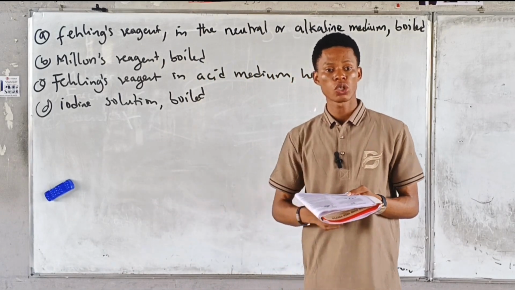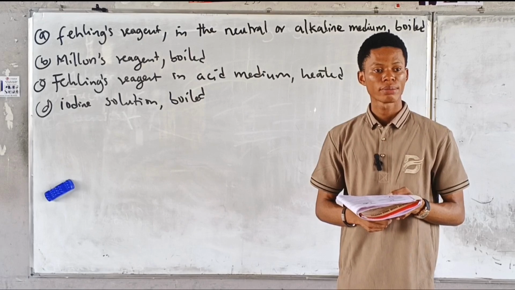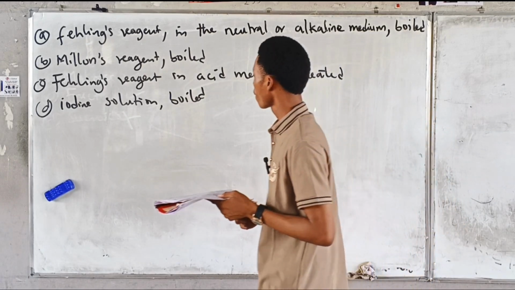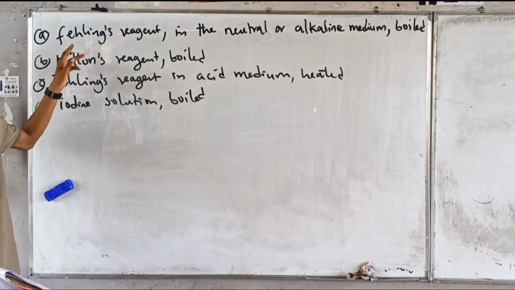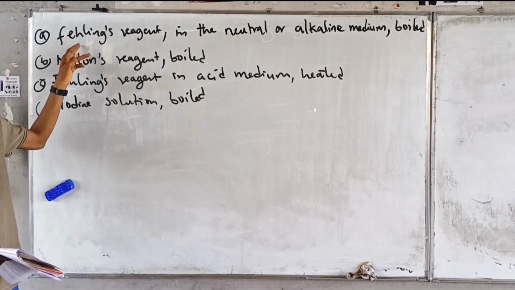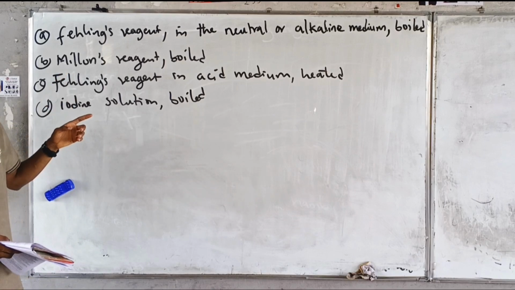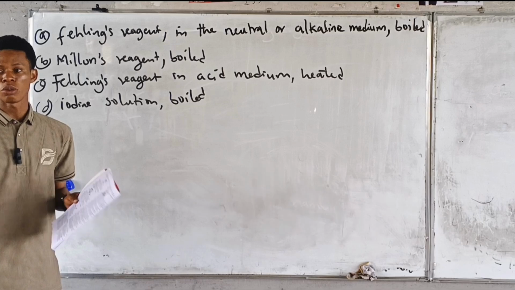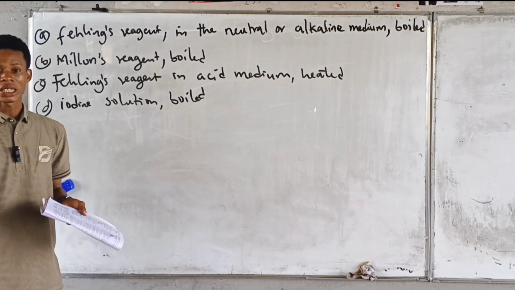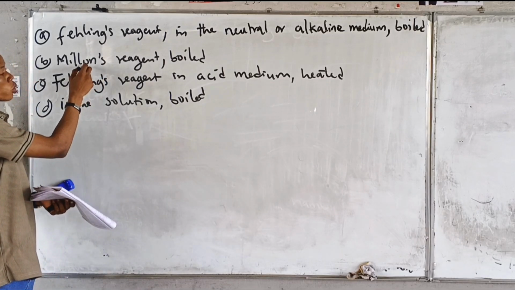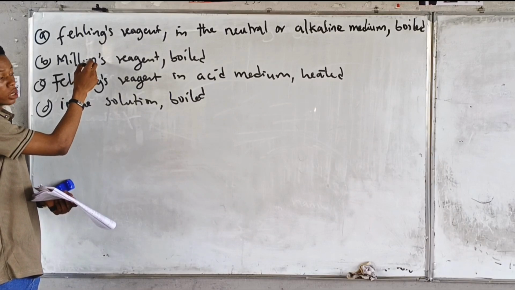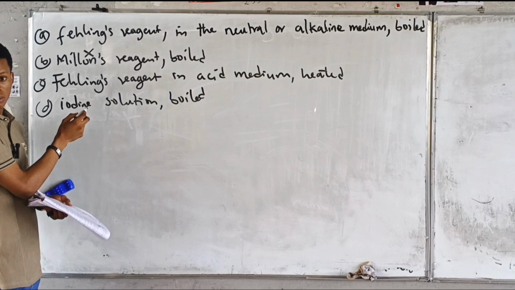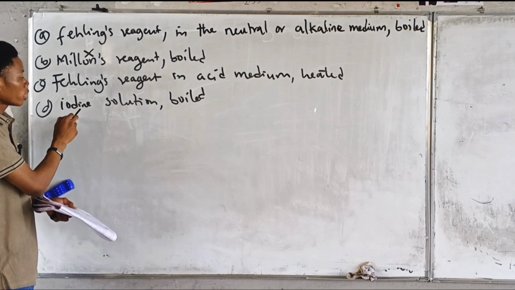So what is the answer to this question? You said A, B, C, or D? You said A. First, Fehling's reagent is used to test for what? Reducing sugars, right? Is glucose a reducing sugar? Yes. First of all, if you are doing something like this, you can just be doing the odd one out first. Then you'll be left with one or two options. You know you are testing for glucose. Millon's reagent is used to test for what? Proteins, right? So Millon's reagent is out. This B is out. Iodine is a test for what? Starch, right? Not glucose. This one is out also.